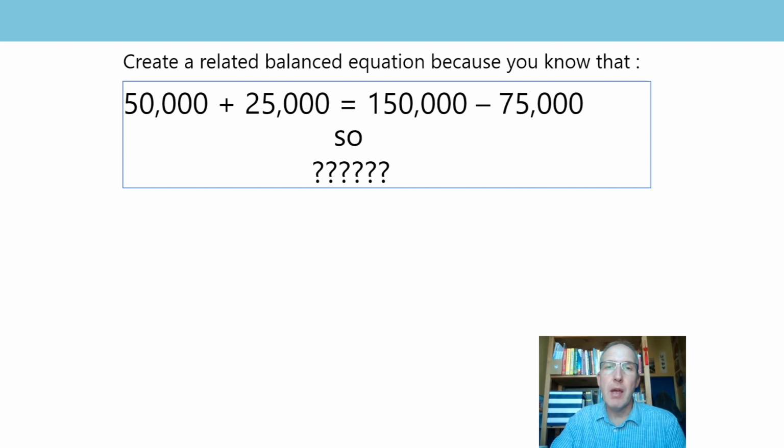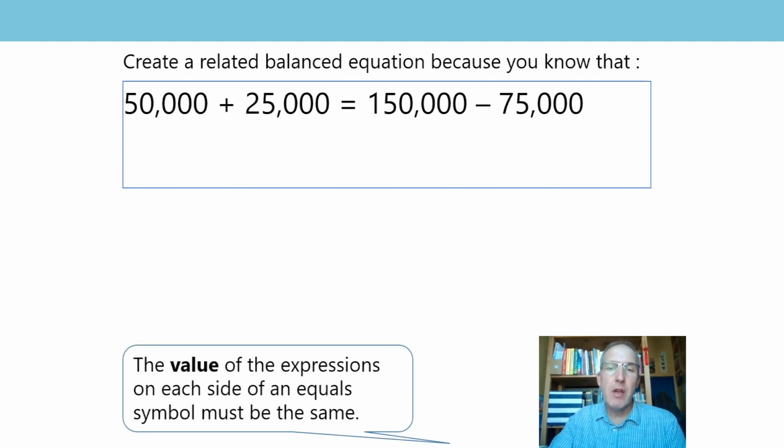And we have to remember that the value of the expressions on each side of an equal symbol must be the same. If you changed one of the addends on the left, how did you keep the equation balanced? Let's say we increased one of the addends by 20,000. What would happen to the difference on the right? Yes, the difference on the right has to be increased by 20,000. Pause the video so you can think of at least two changes you could make to the expression on the right.